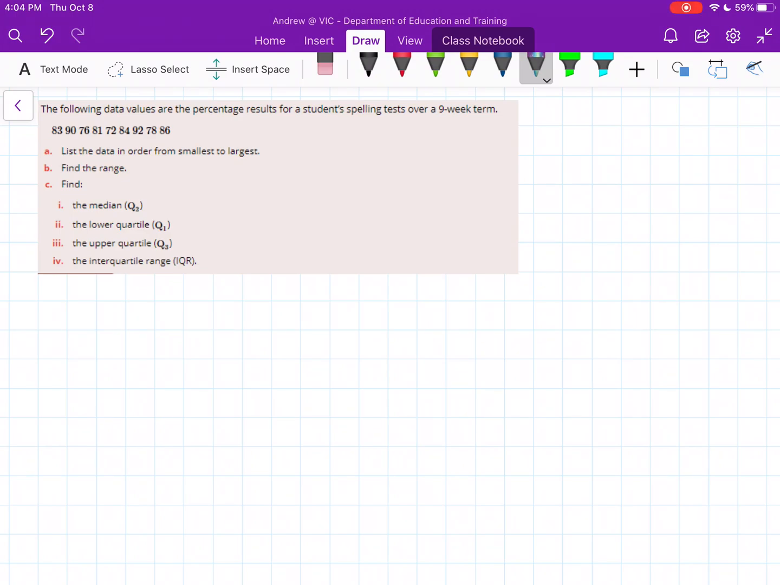G'day everyone, in this video we're going to be looking at finding the range and quartiles for an odd number of data values. So here we've got a set of data. Our first part is actually just listing it from smallest to largest. So we'll go through this. So this here is 72, our smallest.